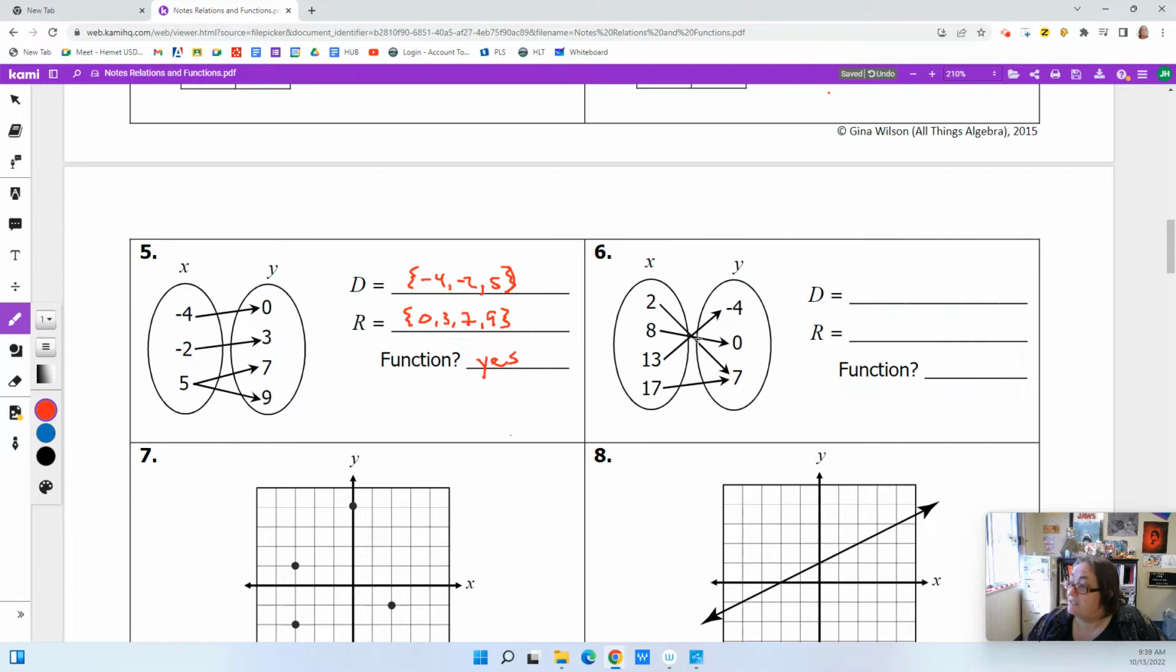Here we've got some craziness, right? But I know that all of these numbers make up my domain, and all of these numbers make up my range. And as long as none of these point to 2 different numbers, we do have a function. And we notice that 2 only goes to 7, 8 only goes to 0, 13 only goes to -4, 17 only goes to 7. So yes, we have a function.